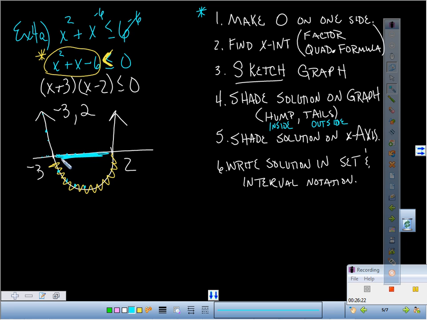Alright, now let's go back over here to this problem. It's on the inside. Now what about when I get to that -3 and that 2? Are those points included or excluded? Why? They're like right there. There you go. That's exactly right. This little thing right here, that's what includes them. It's or equal to. So these are solid dots.